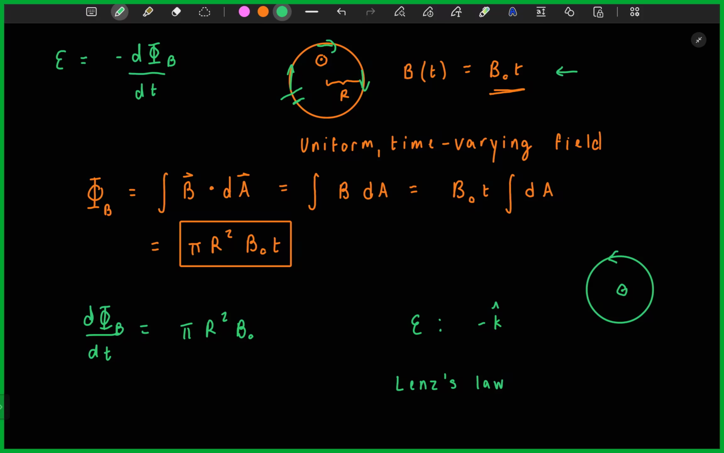In the next video, we'll expand on this concept to consider all the ways in which magnetic flux can change, other than just being a function of time.